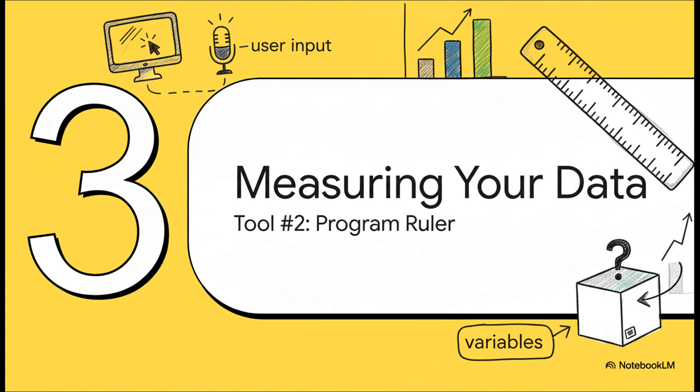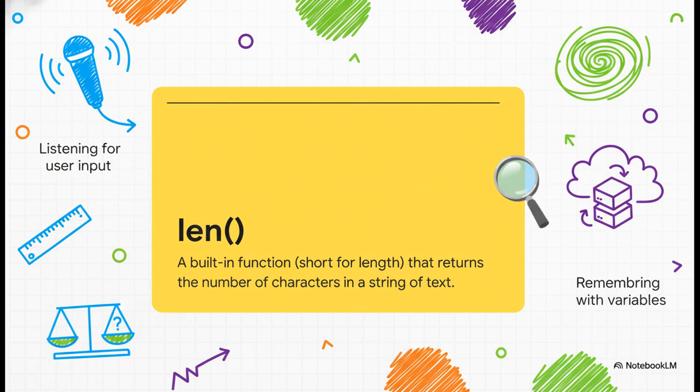If input gives our program ears to listen, then the len function, well, it gives it a ruler. This is how we can start to measure the data we're getting. The len function is one of my favorites because it's so simple but so incredibly powerful. You just give it a string of text and it tells you exactly how many characters are in it. And that includes spaces, punctuation, all of it. It's an absolutely essential tool for working with text in Python.